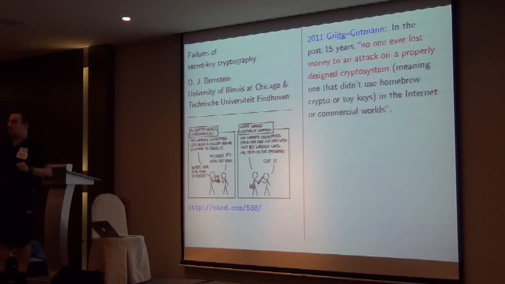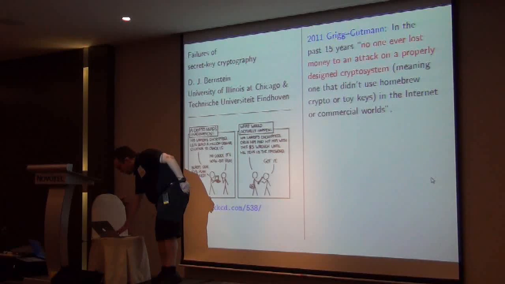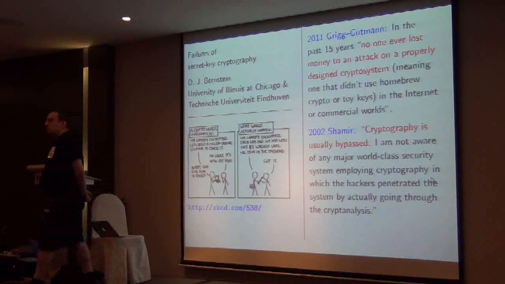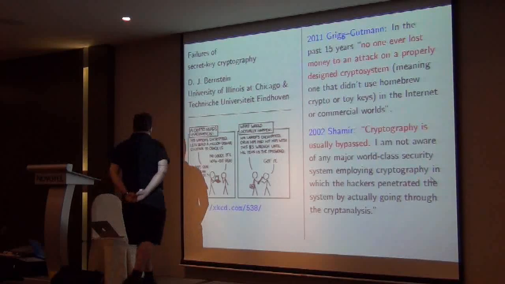Then there's another, maybe similar quote from Greig and Gutmann from 2011, saying in the past 15 to 20 years, no one ever lost money to an attack on a properly designed crypto system. What is a properly designed crypto system? How does the user tell? Well, they give a definition. They say it's one that doesn't use homebrew crypto or toy keys in the internet or commercial world. And I have another quote from Shamir saying, crypto is usually bypassed. I'm not aware, Shamir says, of any major world-class security system employing cryptography in which the hackers penetrated the system by actually going through the cryptanalysis.